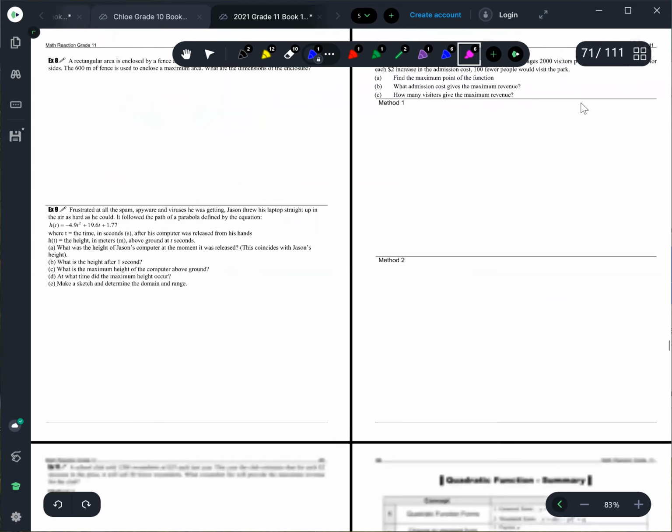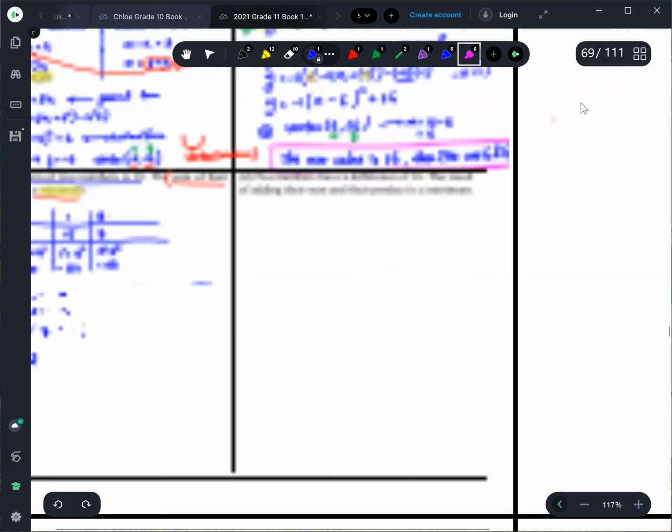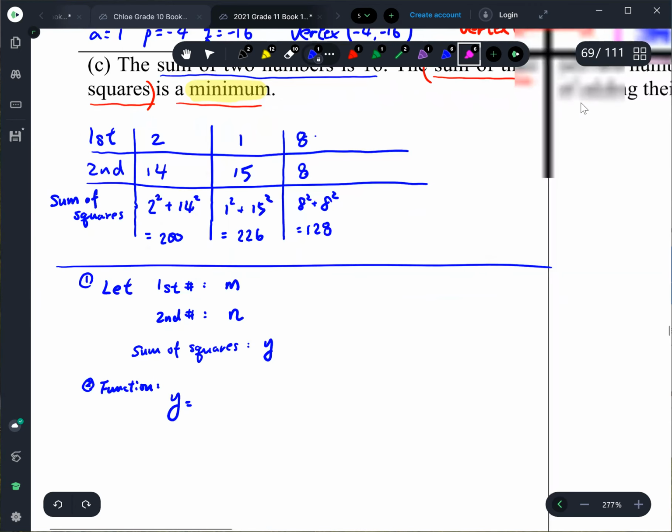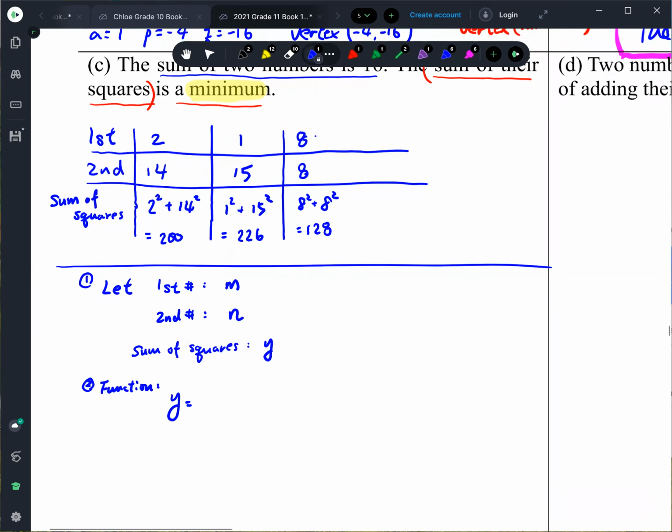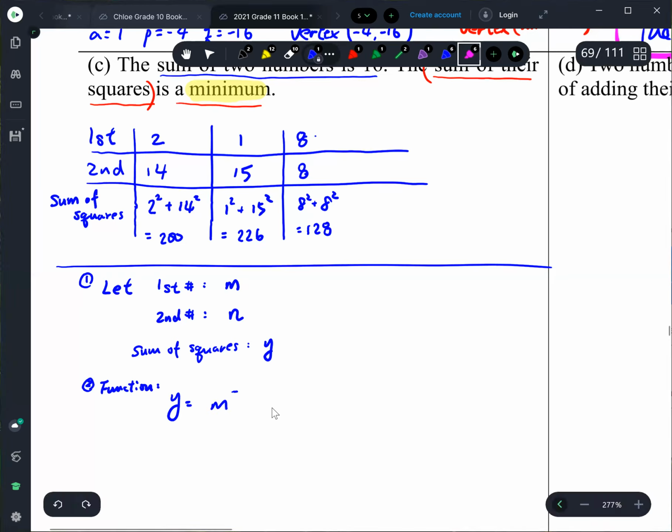So to find the sum of the square, how do we set it up now? Okay, how do we write out sum of the square using our let statement? Henry? You write y is equal to m squared plus n squared. Yeah, very good.